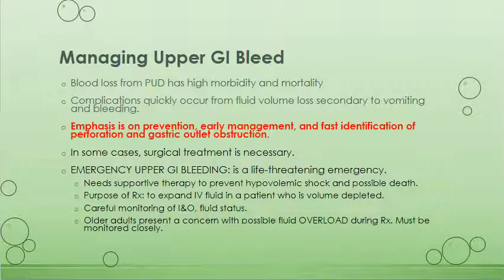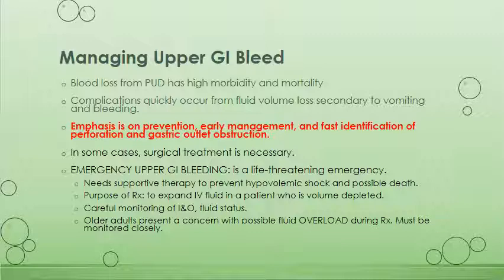How do we manage an upper GI bleed? Blood loss from peptic ulcer disease has a high morbidity and mortality rate. Complications will quickly occur from fluid volume loss secondary to vomiting and bleeding. The emphasis for these patients is on prevention, early management, and fast identification of perforation and gastric outlet obstruction. Those are the two bad ones. In some cases, surgical treatment is necessary.